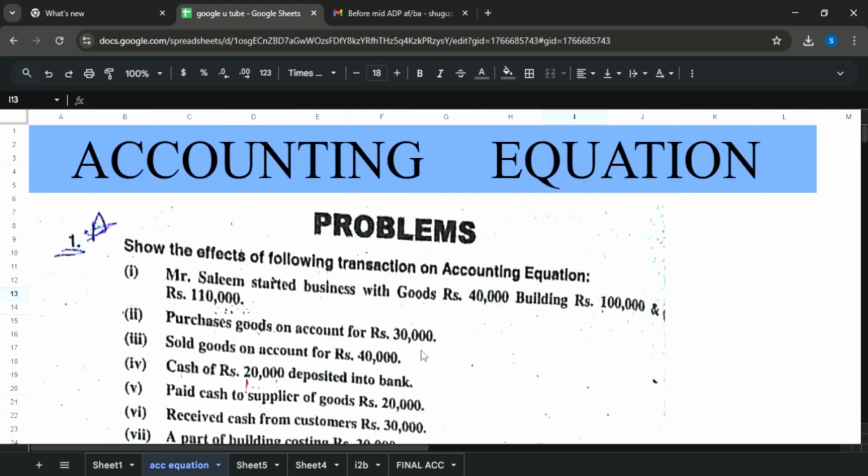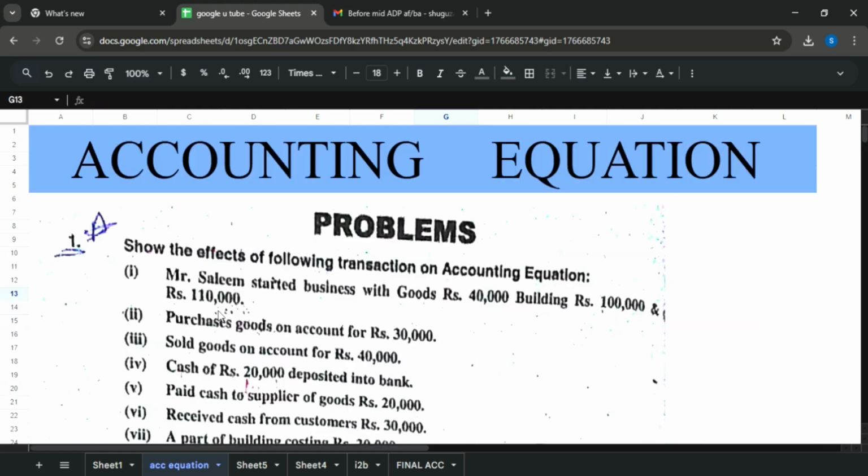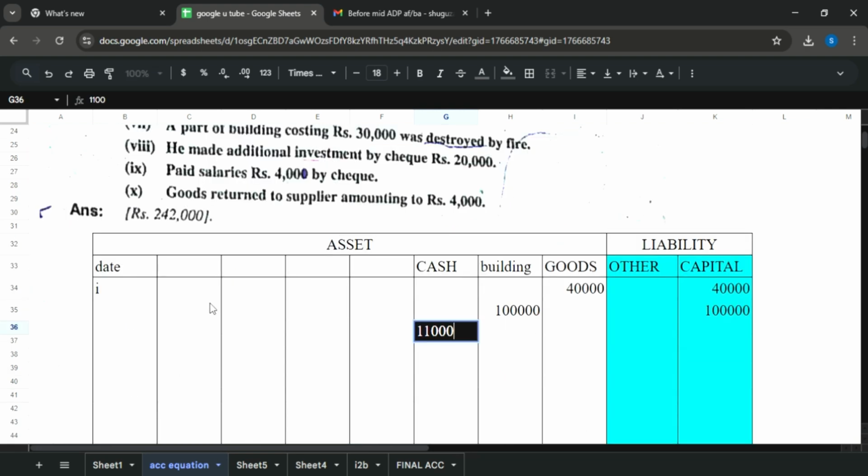Getting back, now here something is missing, and that is cash. Started business with cash of 1,10,000. It means cash is coming in. So here you will write cash. Now let's see how much cash. 1,10,000 is cash. Anything which is provided by the proprietor of the business as an investment is called capital. So this third entry would also be considered as your capital.